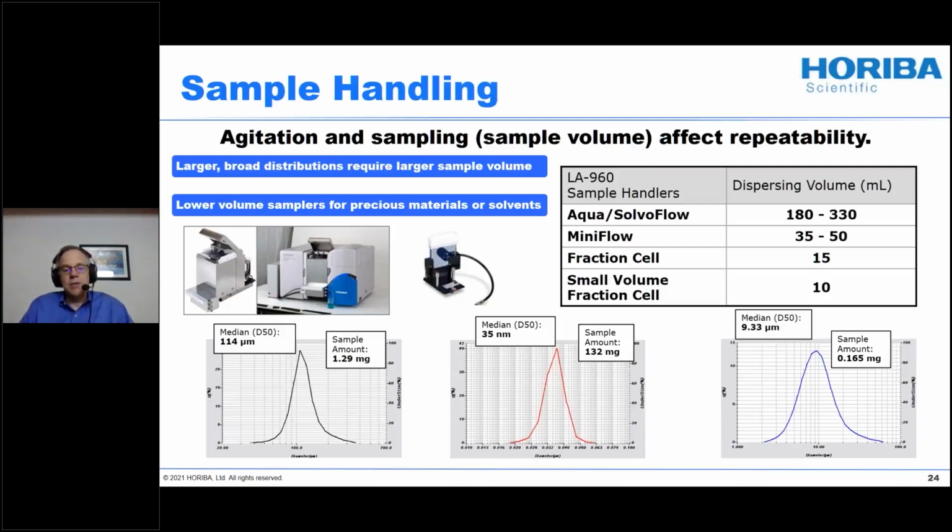So the larger volume systems, Aquaflow and MiniFlow, both have ultrasonic dispersion on board and very vigorous mixing and stirring. As you move to the fraction cells, you have much less vigorous stirring, which keeps you from using them with very large particles. So you'll need to pick which sampling system you want to use. Most often, you'll start with whatever is available in your lab. If you're working with us on a new analyzer purchase, we can certainly guide you.